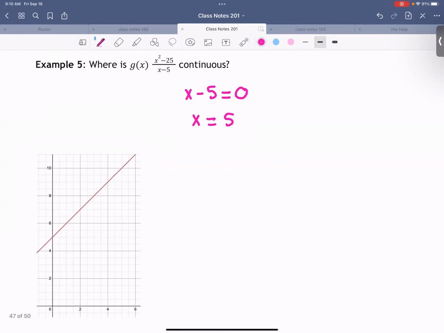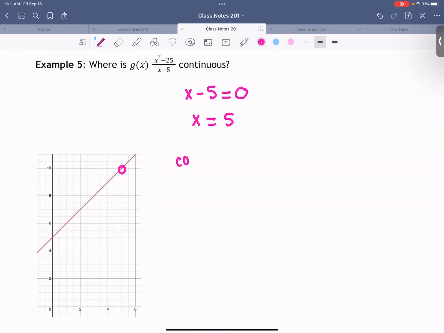But technically this function has a hole here. Okay, so it's got a hole there. So you can just kind of draw it on. That's kind of the problem with graphing calculators, is they're not very accurate when it comes to very minute details. All right, so we have a hole at x equals 5.